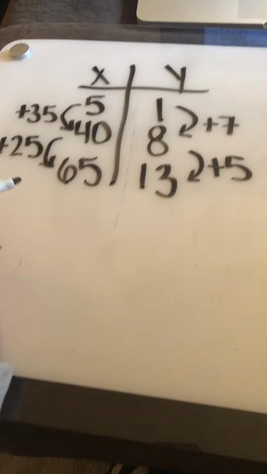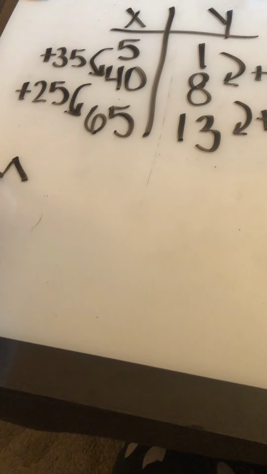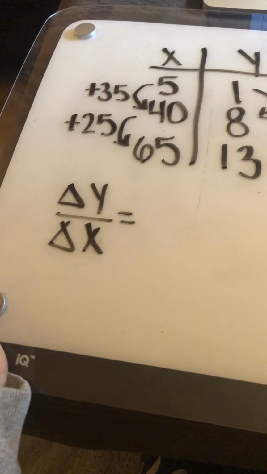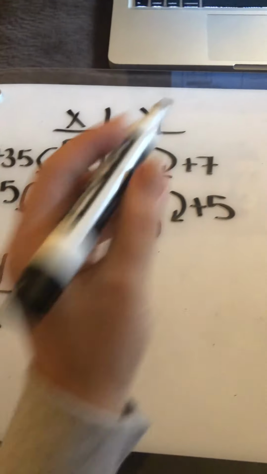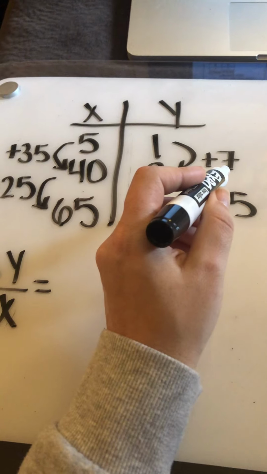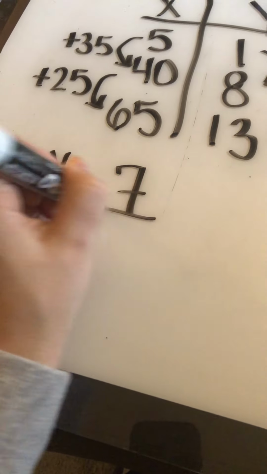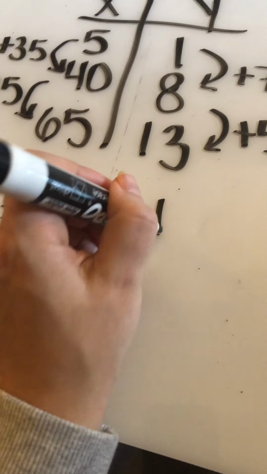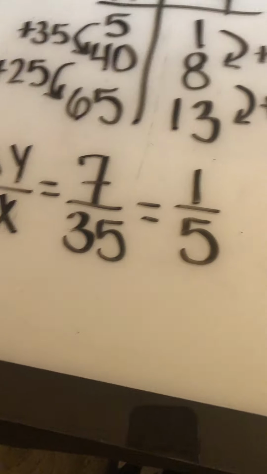Okay, so now since we have different numbers going on here, we have to see if when we put the change in y over the change in x, they come out to be the same ratio when simplified. So let's check it out. So the first one was 7, the change in y, over 35. So we have 7 over 35, and that reduces to 1/5 because I could divide both of them by 7.